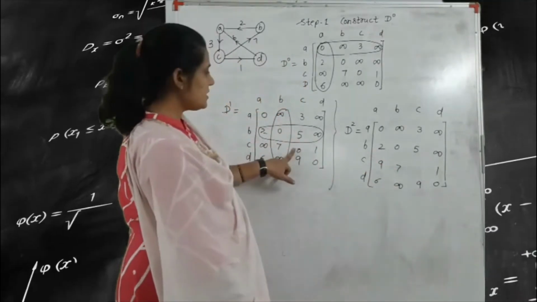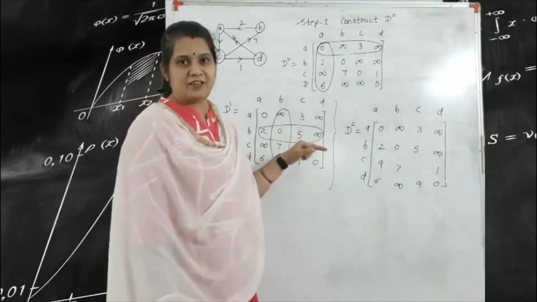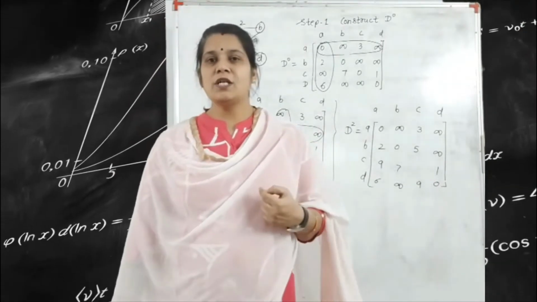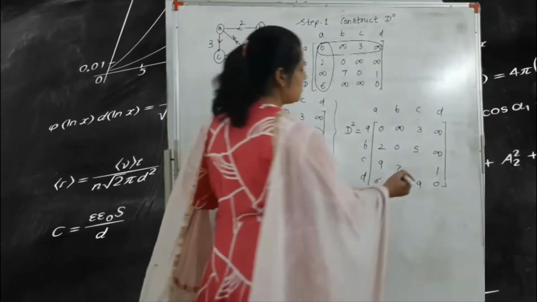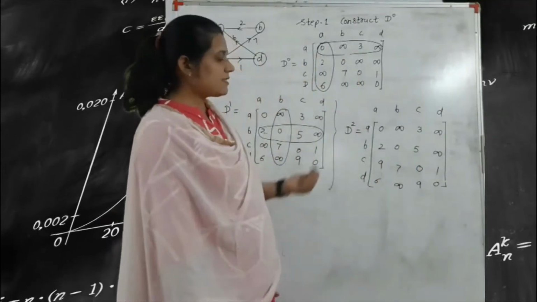Okay, next one is this value. According to this 0, the highlighted values are 7 and 5. So 7 plus 5 equals 12. So 12 is greater than 0, so we write here only 0. Got it? So, next step is what?